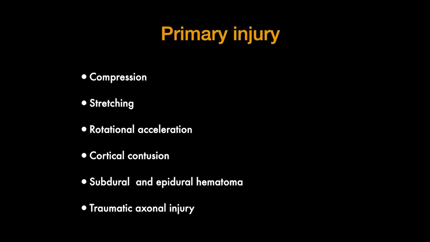Primary brain injury is what happens when the patient's head strikes an immovable object. Generally, the mechanisms include compression of the brain, stretching of the brain, and rotation of the brain, and these can lead to cortical contusions, tearing of either epidural arteries like the middle meningeal artery, or subdural, traversing subdural veins. So you can get subdural or epidural hematomas. And you can also get, particularly with rotational acceleration, tearing of axons, or traumatic axonal injury.